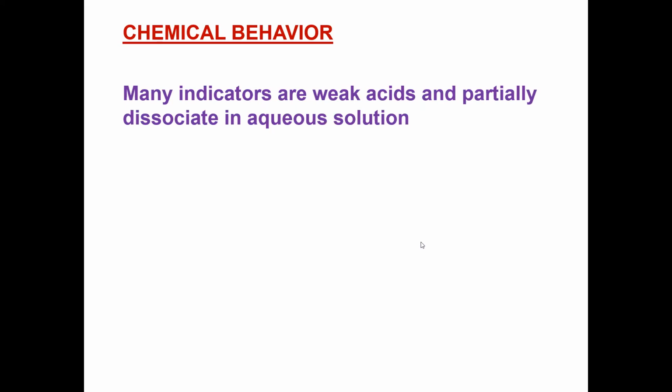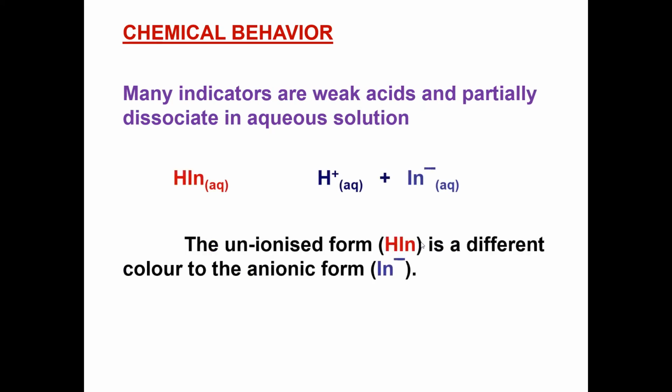Many indicators are weak acids and partially dissociate in aqueous solution. So, for example, this is an indicator. It dissociates into H plus and In minus. In is a symbolic word. In represents the indicator negative ion. So you have to copy this screen. Many indicators.